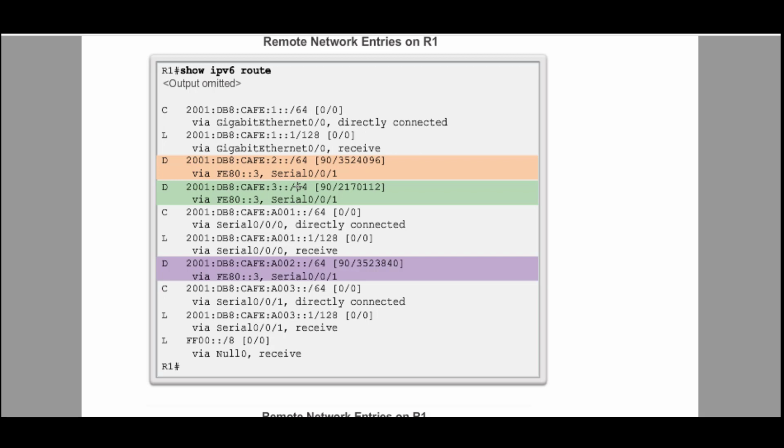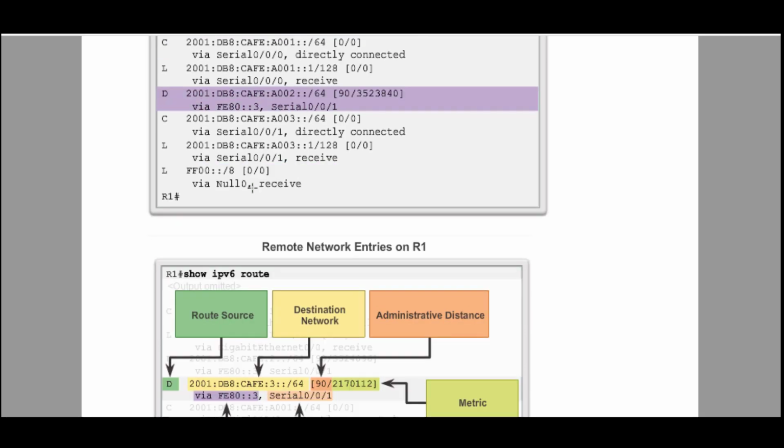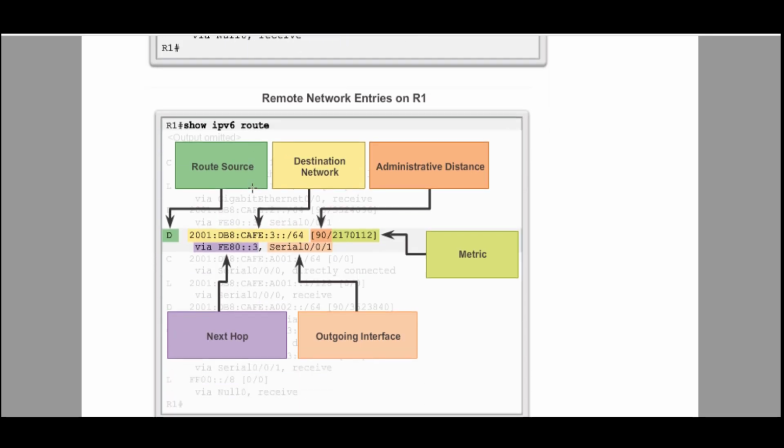The structure of the routing table entry is going to be the same, but the IP address is going to change. Here IPv6 will be used, there IPv4 will be used. The same thing you can see, D means that is a root source. This is the internal EIGRP. This is my destination network, 2001:DB8:CAFE:3, double colon means we already studied, that means in between everything is 0.